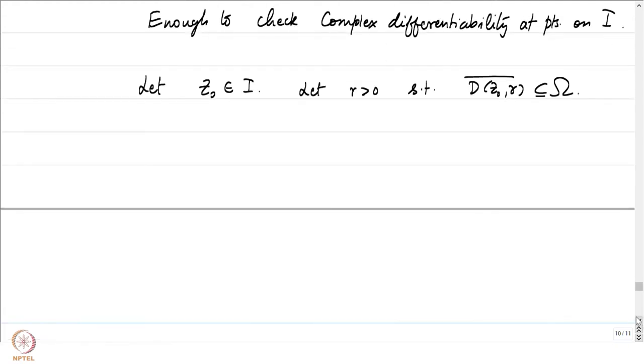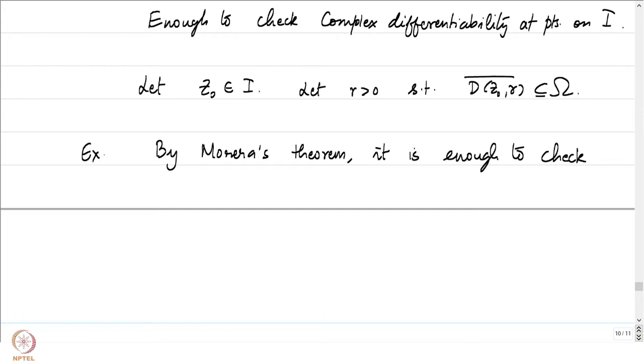We will show that g is holomorphic on D(z0, r), and we will prove that it is holomorphic by Morera's theorem. By Morera's theorem, it is enough to check. So this is an exercise for you. I will tell you why this is an exercise. It is enough to check that the integral of g over T is equal to 0 for every triangle T in D(z0, r).